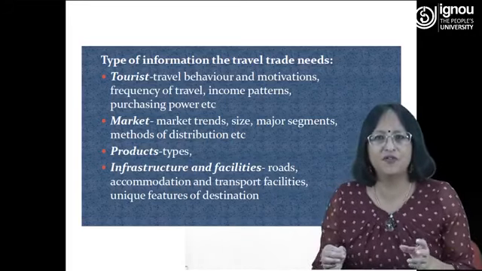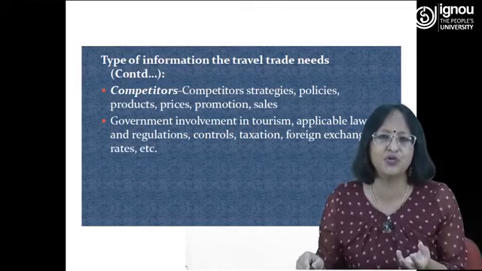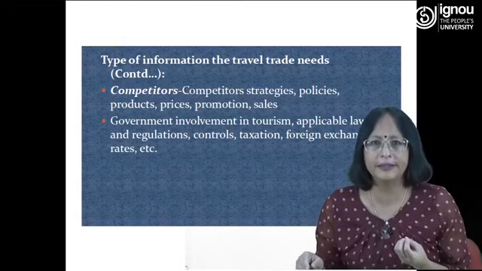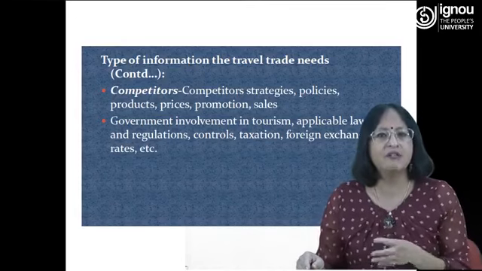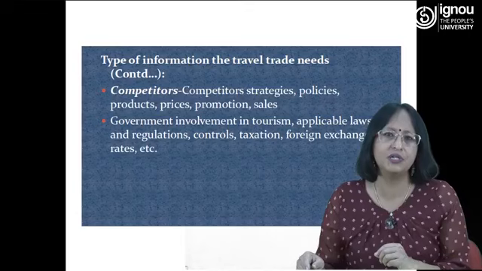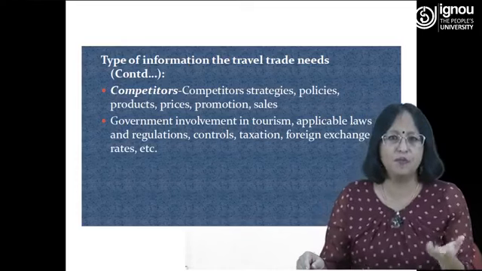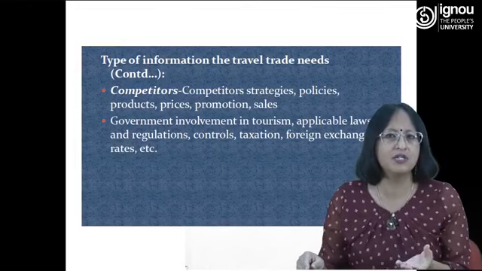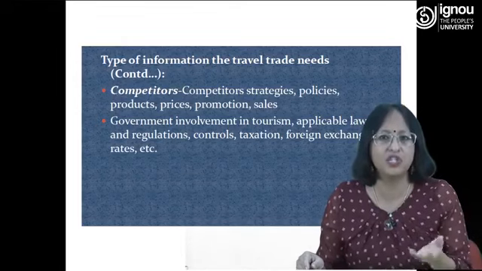Then accommodation and transport facility, the unique features of the destination: these are all the information that the travel trade needs. And the competitors, you need to know what the competitors are doing, right? And then you also need to know how the promotion needs to be done, how the sales need to be done. This is based again on the information that you have in hand. Without the information, you cannot plan anything. So the government involvement in tourism: whether it is a tourism-friendly government, whether the ministry is proactive, and whether the support system is there in terms of loans or subsidies, tax holidays. These are important for them. The foreign exchange rate, the applicable laws and regulations, whether you have the tourist police to help or make your clients feel more secure when they come to your destination.